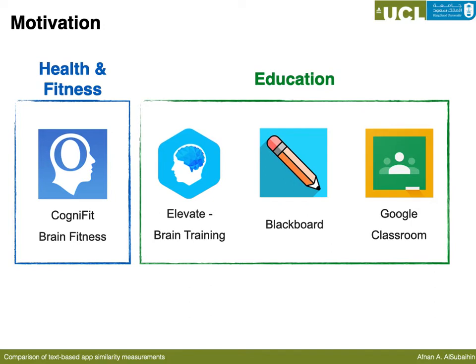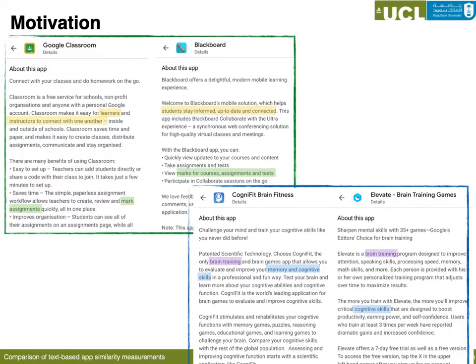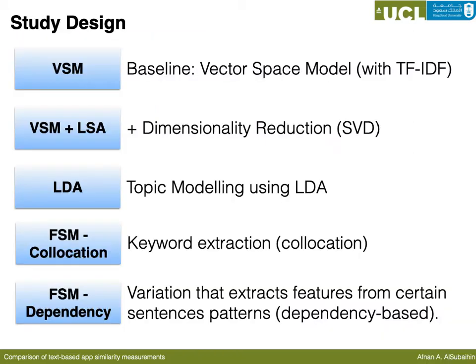So we thought, could we find a better categorization that can detect that CogniFit indeed fits with Elevate, while Blackboard, for example, fits with Google Classroom, just by looking at their descriptions? Their descriptions clearly state their functionality, their goals. So in order to investigate this, we looked into 5 different feature extraction techniques that have been heavily used in similar empirical software engineering research.